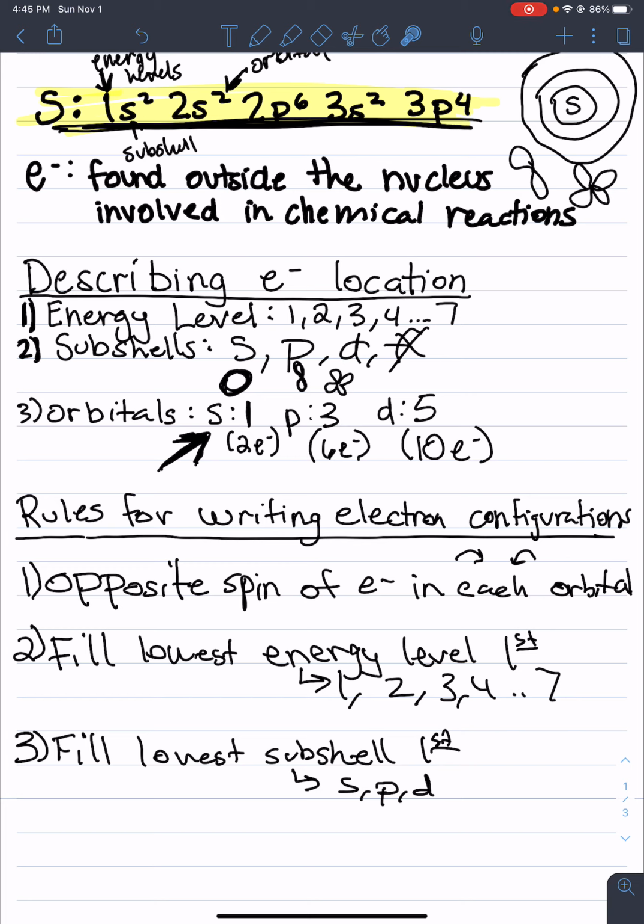Okay, so now we're going to go over some examples. Like I said, this is kind of confusing. I might have lost some of you. Stay with me through the examples, and then I'll show you a little trick on your periodic table, okay? But let's look at some examples first.